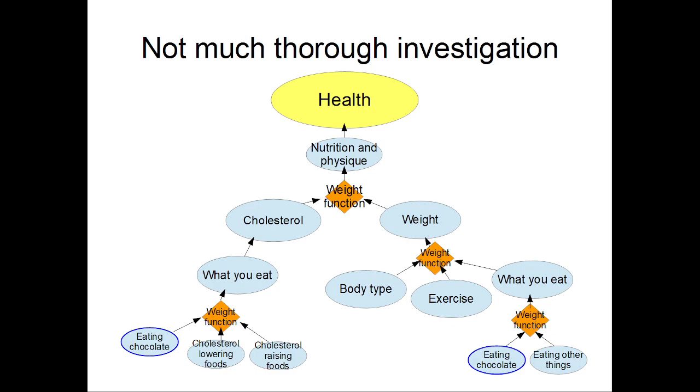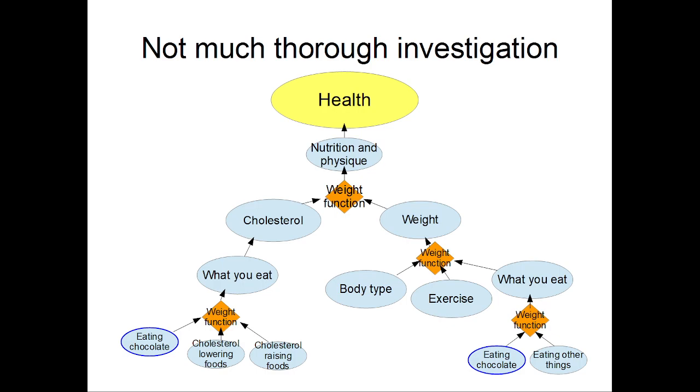So we could say, okay, well, we know that nutrition affects your health, and then some of the things that affect your nutrition and physique might be your cholesterol levels and your weight, and your cholesterol might be affected by what you eat, and maybe other things as well. And then what you eat, well, one of the things that you might eat is chocolate. But there's also other cholesterol lowering foods that you might eat, or there's foods that might raise your cholesterol. So you would probably want to know, how do they balance out? Like, how do they affect each other? How do they all add up to affect your cholesterol as a whole?